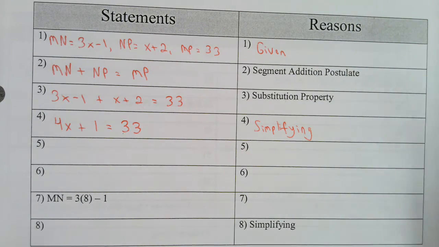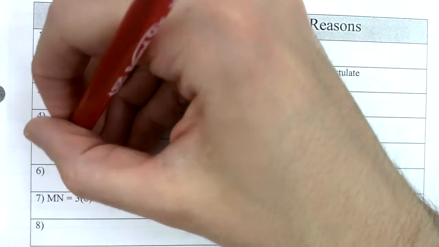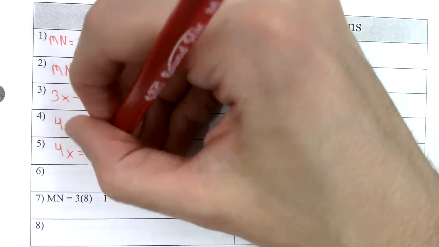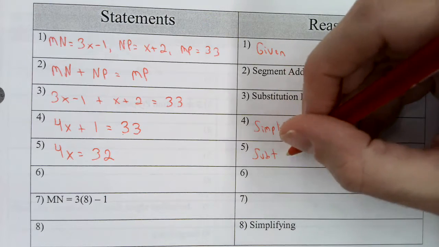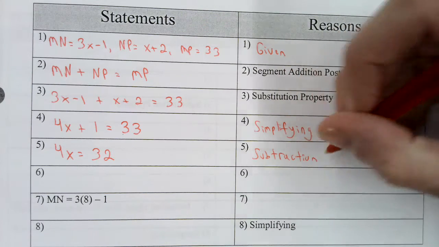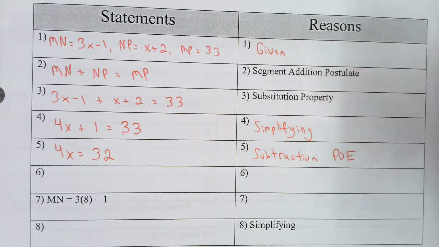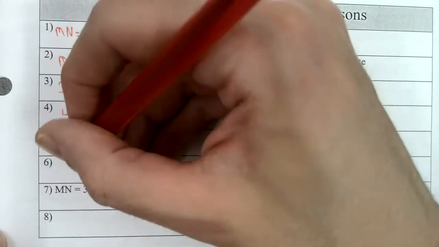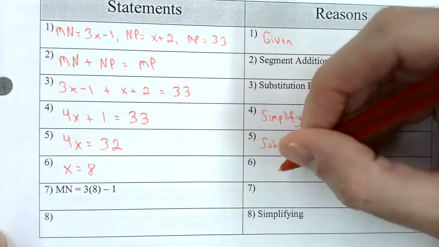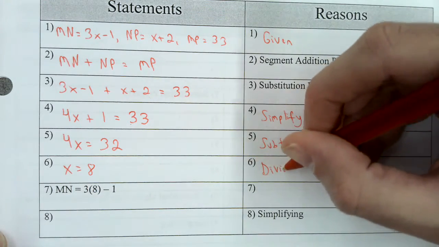Then I'm going to subtract 1 on each side. I'm solving for x right now. I'm going to subtract 1 on each side. I'll get 4x equals 32, and that is the subtraction property of equality. Then I'll divide by 4, and I'll get x equals 8. That was the division property of equality.